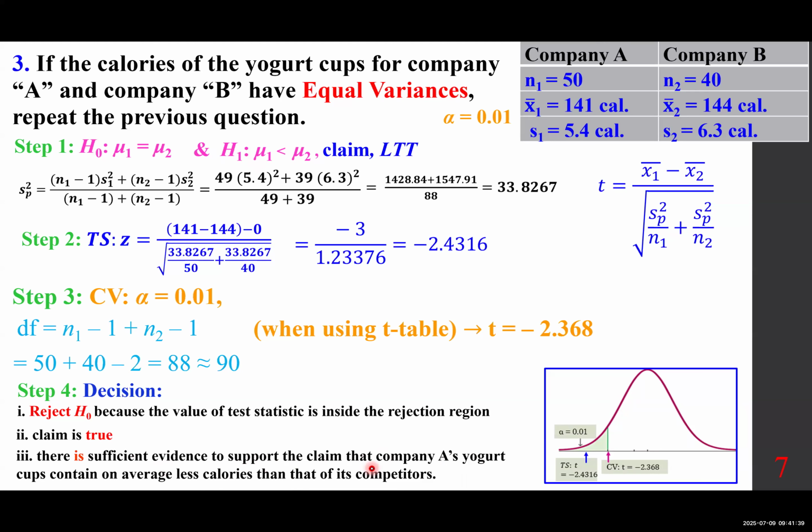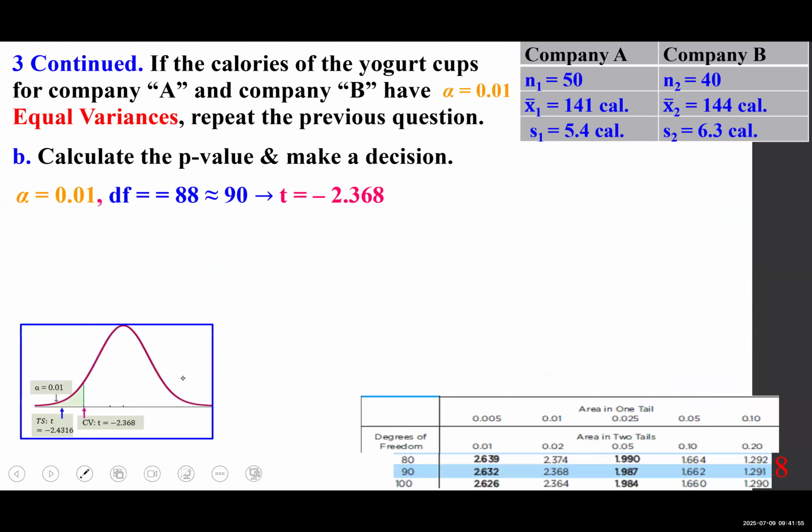So again, equal variances gives you a different formula for the test statistic and a different value for the degrees of freedom. Now we're going to continue with the same question. We're going to calculate the p-value.